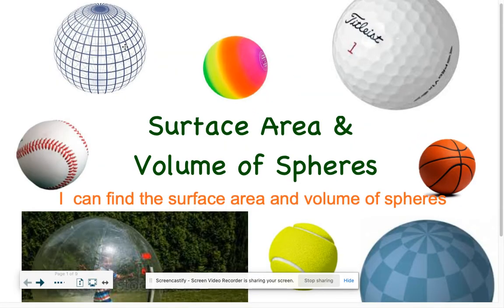Hi, everyone. Okay, we are on surface area and volume of spheres. So here are a bunch of different examples of spheres in the real world.